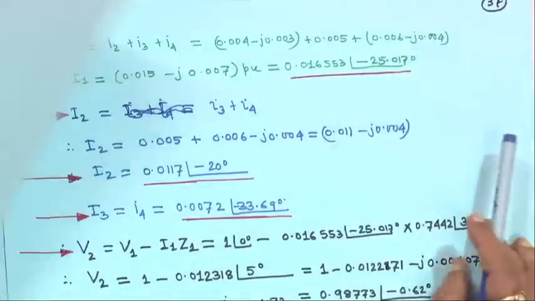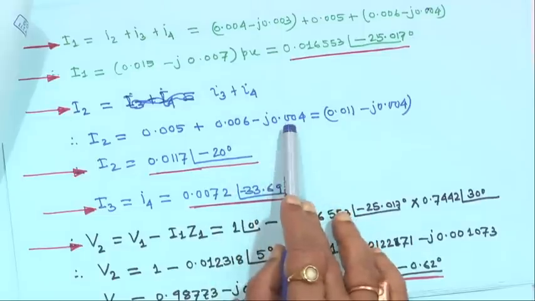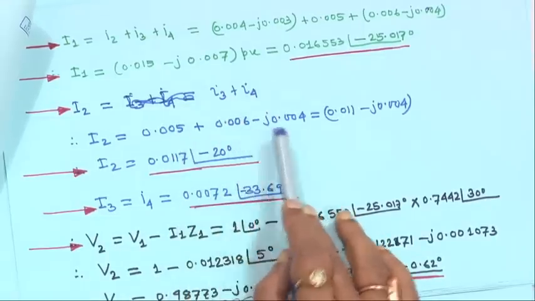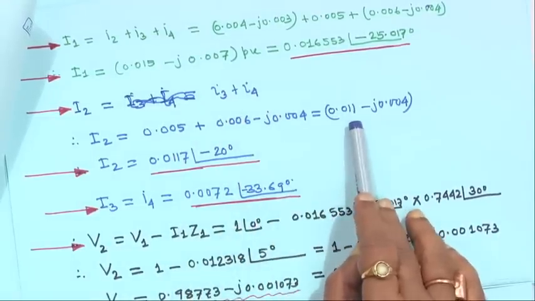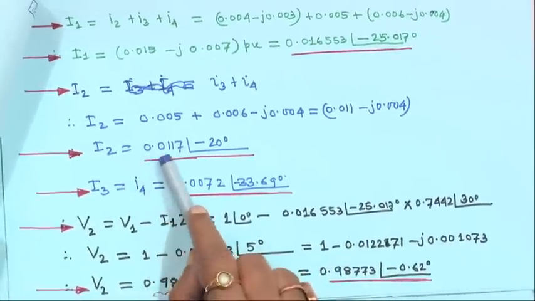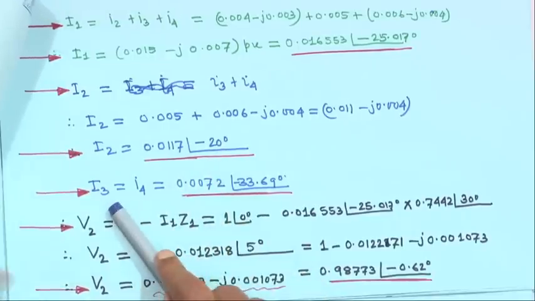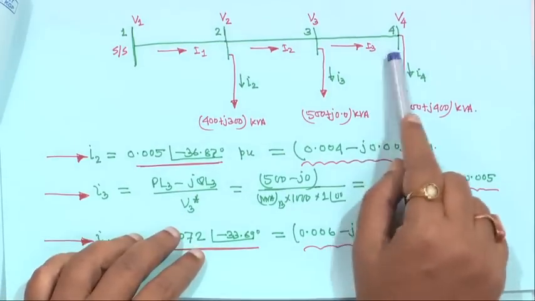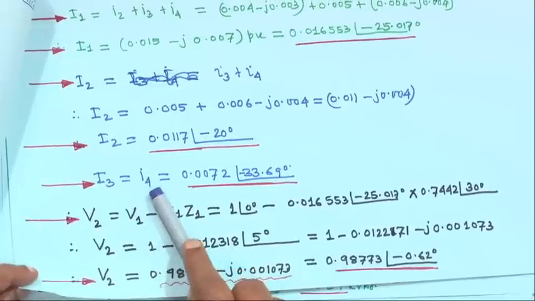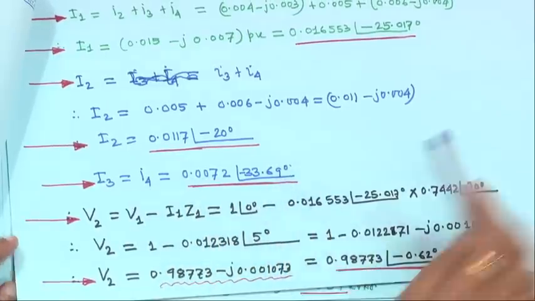Similarly, I2 is equal to i3 plus i4. So I2 is equal to this much i3, 0.005, and this much i4. It is coming 0.011 minus j 0.004, that is I2 equal to 0.0117 angle minus 20 degree. And capital I3 is equal to small i4, because this is the last node. So capital I3 is equal to small i4, that is 0.0072 angle minus 33.69 degree.